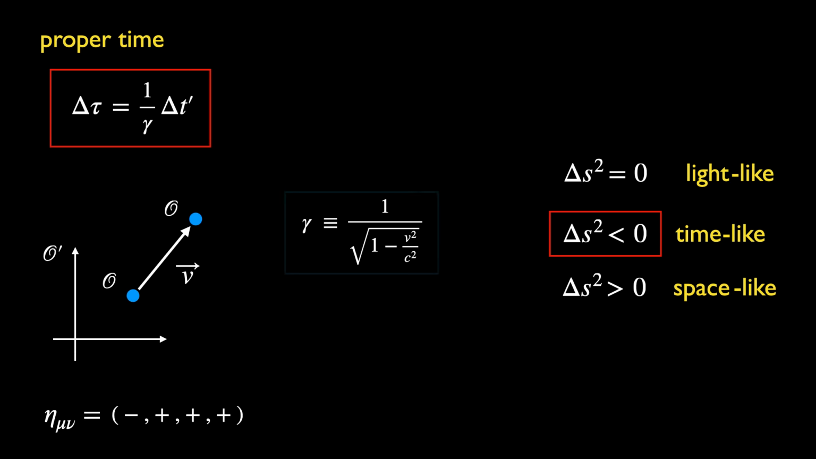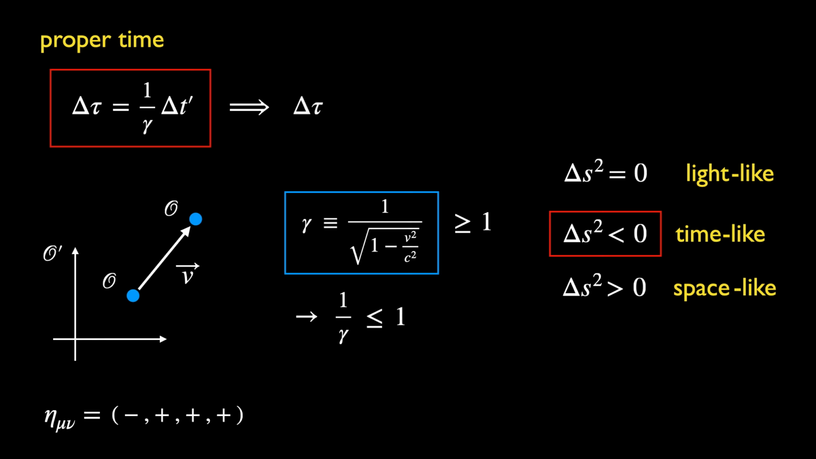Since gamma is always greater than or equal to 1, 1 over gamma is less than or equal to 1. This implies that the proper time attached to a moving particle always flows slower than the time of the frame in which it is moving. Just imagine that the particle is carrying a clock, and delta tau is the time interval between the two ticks of the clock, experienced by the particle.